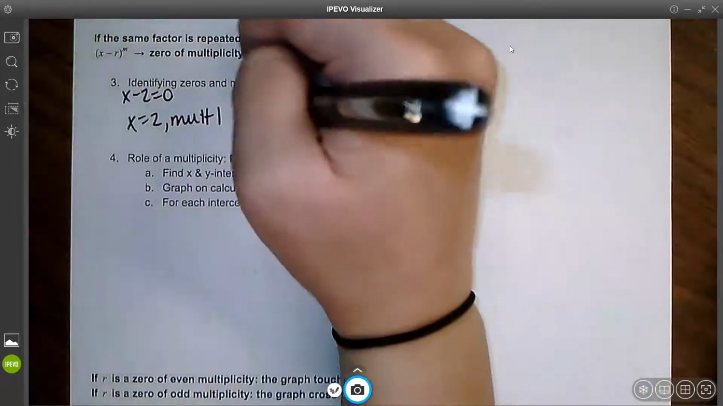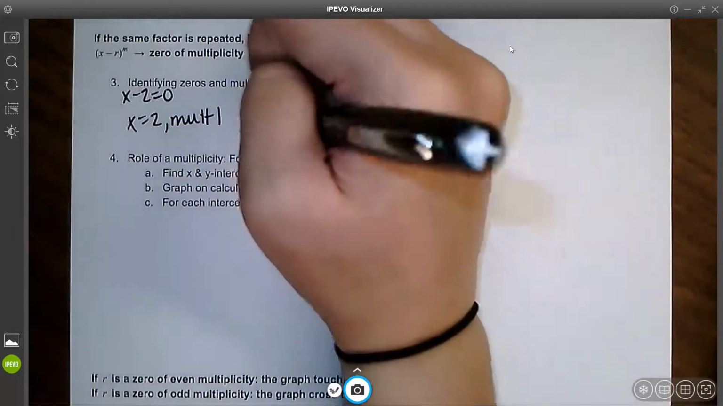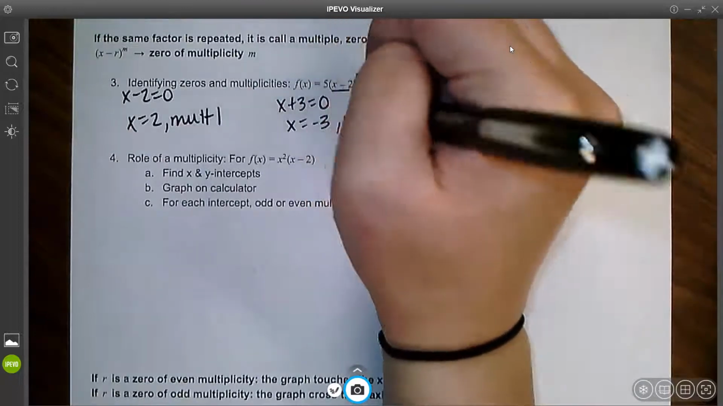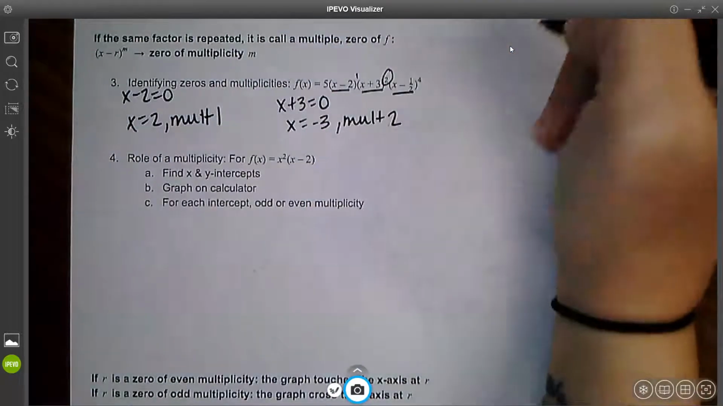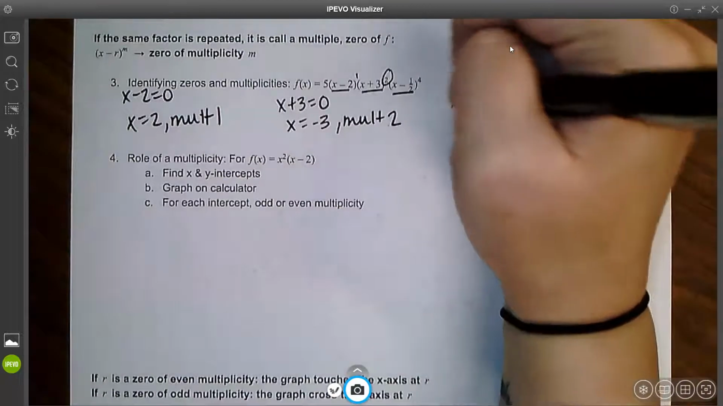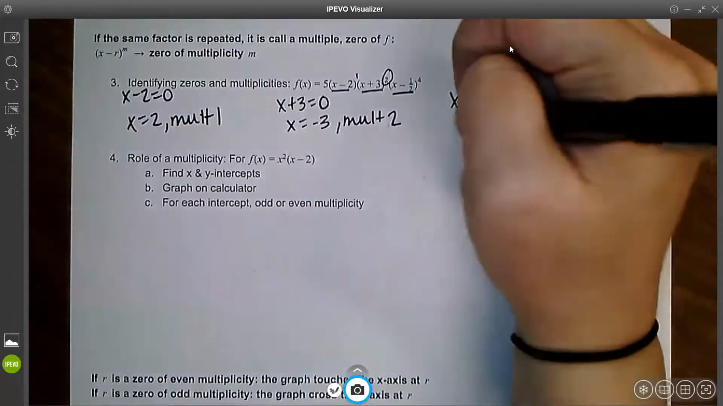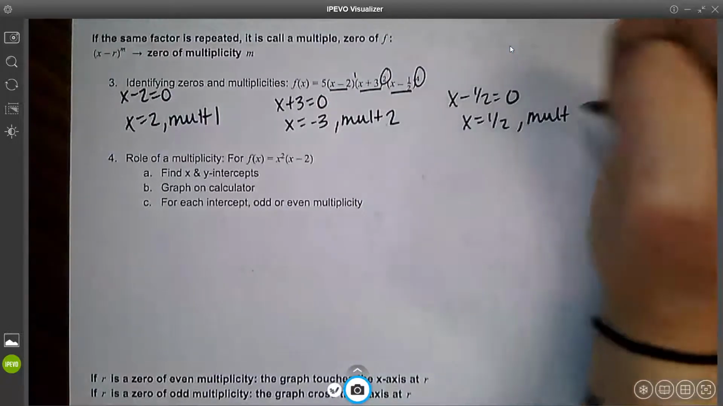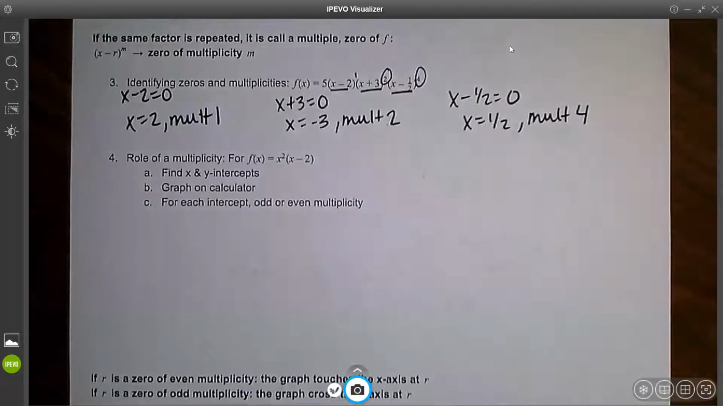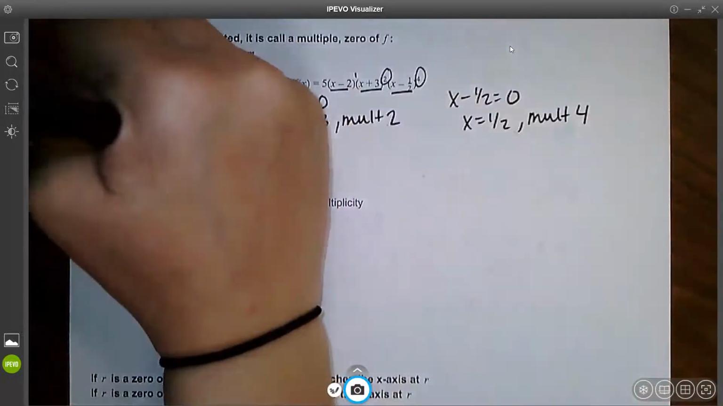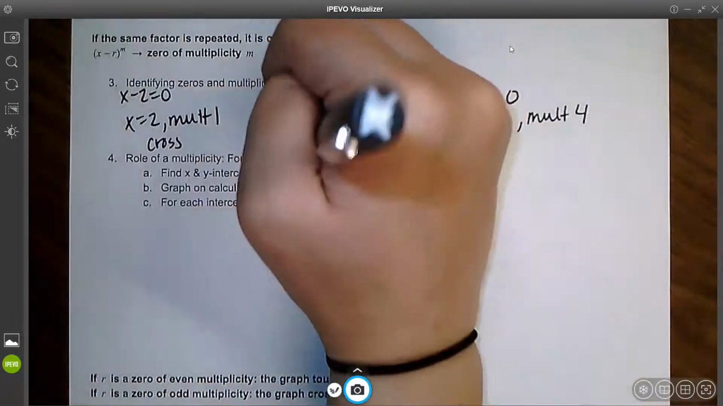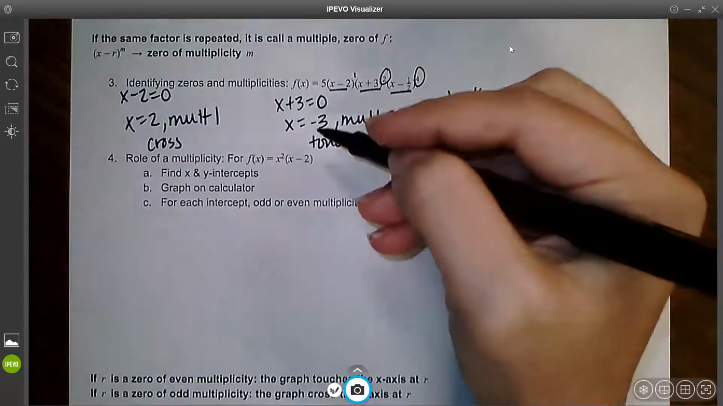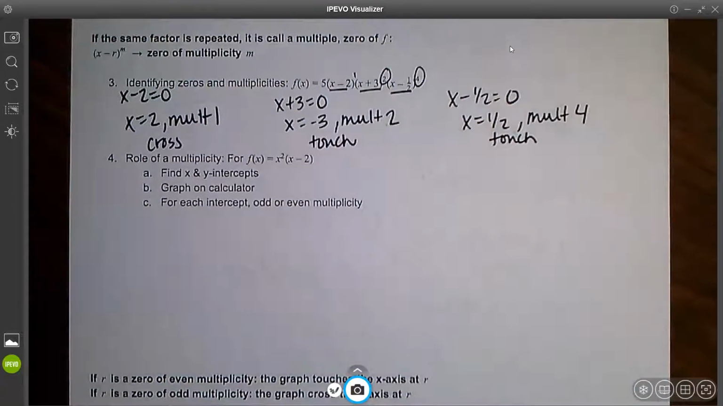This one, x plus 3 equals 0, so x equals -3. This is to the second power, so this is multiplicity 2. And then that last one, x minus 1/2 equals 0, x equals 1/2. So the fourth power is multiplicity 4. This one would cross through the x-axis. This one would touch, and this one would touch, because these are even multiplicities, and that one is an odd.